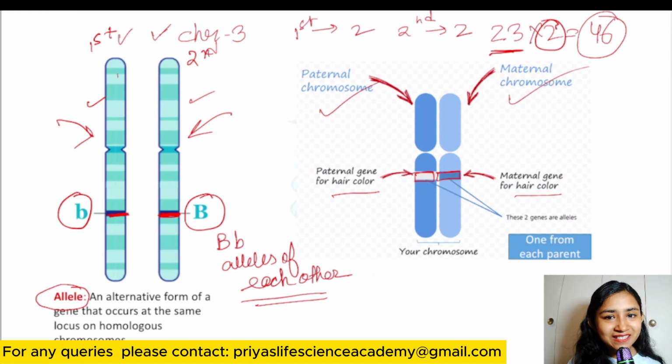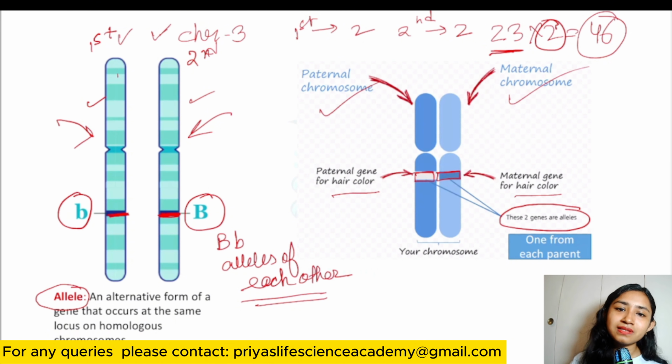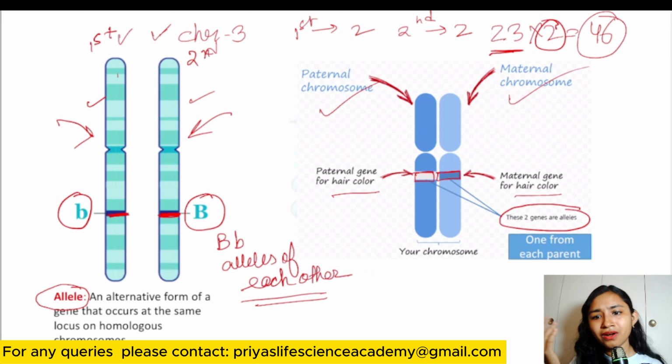So these two genes will be called alleles of each other. They have some changes because one is coming from the father, one is coming from the mother. They are similar genes, but they are different forms of the gene. That is why they are known as alleles of each other.